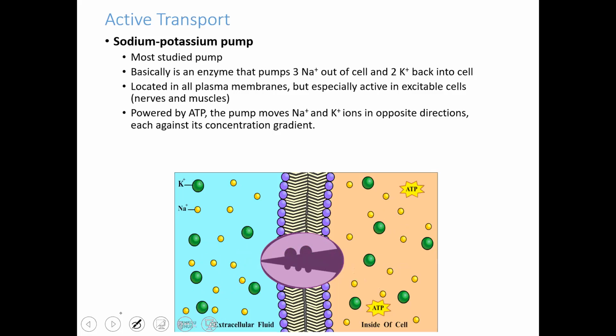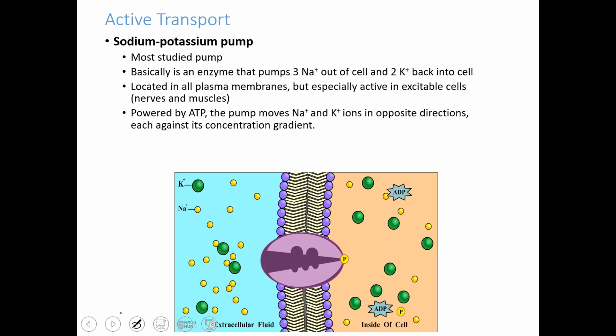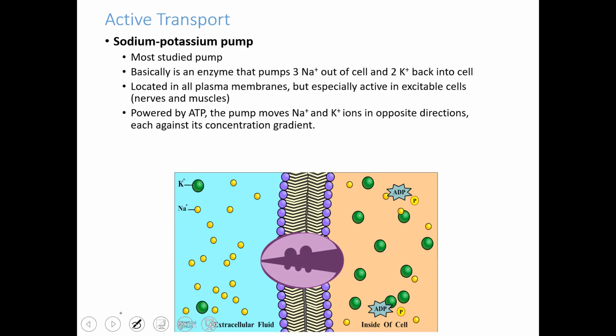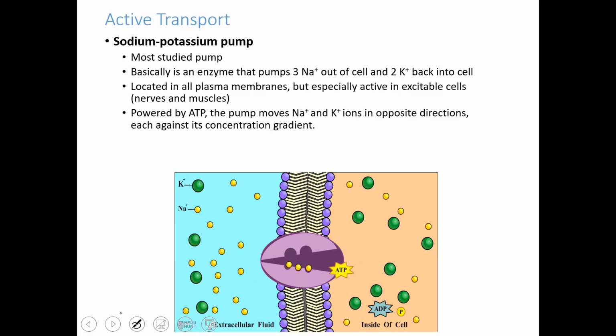If we run out of ATP, we can't get rid of the sodiums. The sodiums will continue to leak in, the potassiums will continue to leak out. When we run out of ATP, the cell dies. Because we're spending so much energy, 40% of the cell's energy budget is spent just on this. 3 sodiums out, 2 potassiums back in. Every cell has a sodium potassium pump or pumps embedded in their membrane. It's most important in muscle cells and nerve cells.